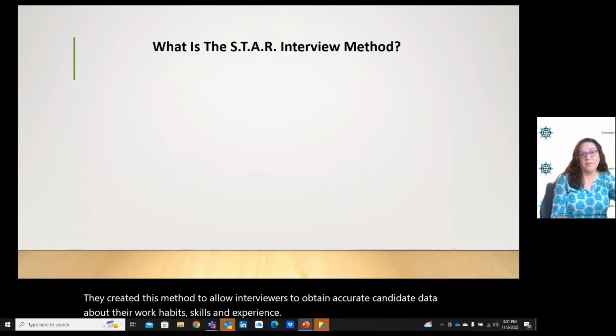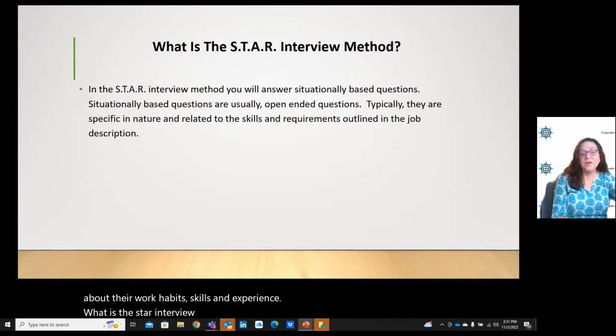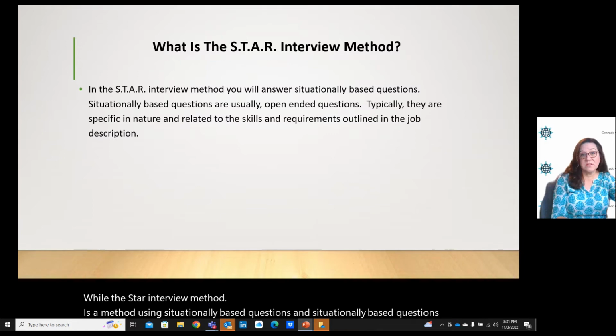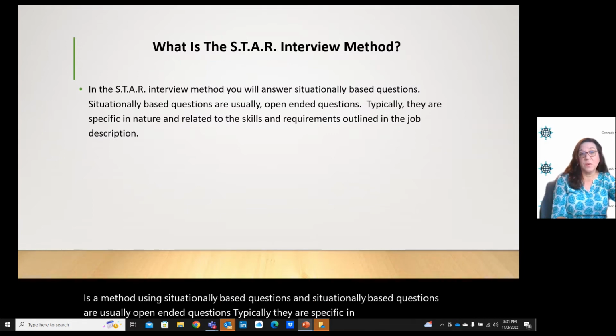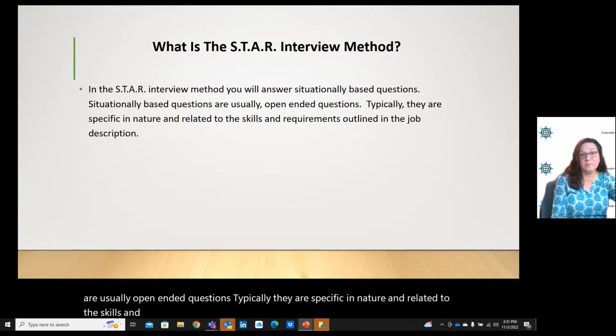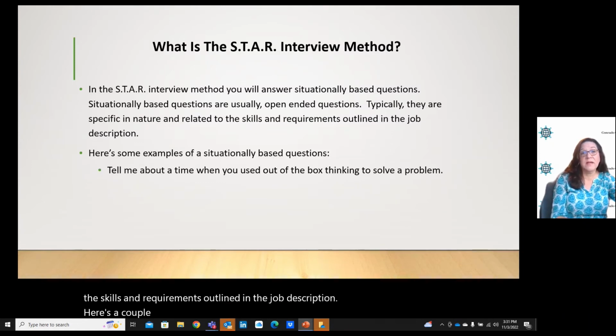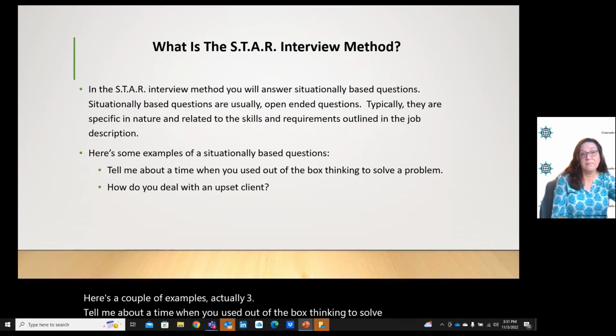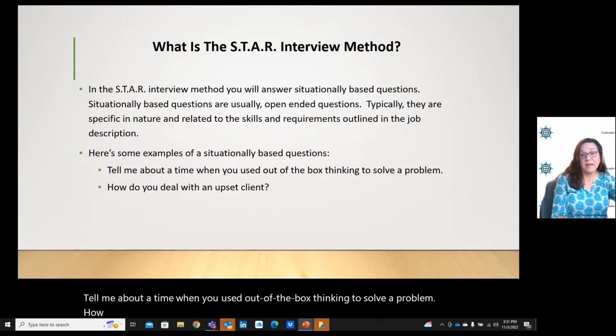What is the STAR interview method? Well, the STAR interview method is a method using situationally based questions. And situationally based questions are usually open-ended questions, specific in nature and related to the skills and requirements outlined in the job description. Here's a couple of examples, actually 3. Tell me about a time when you used out-of-the-box thinking to solve a problem. How do you deal with an upset client? Do you deal with tight deadlines?